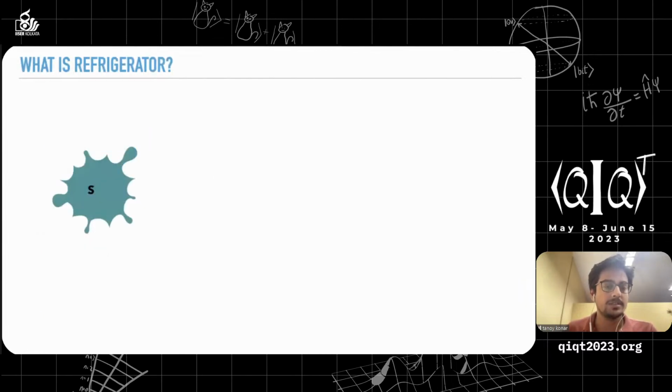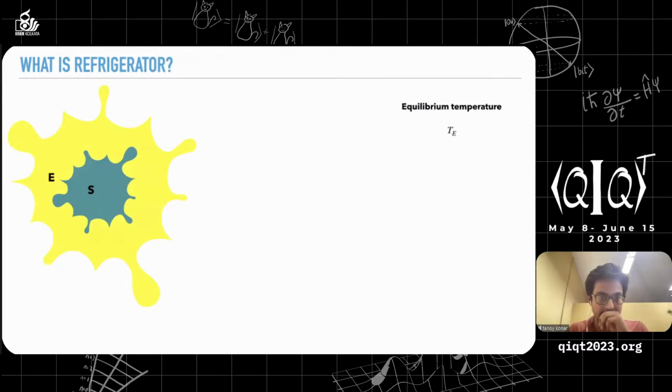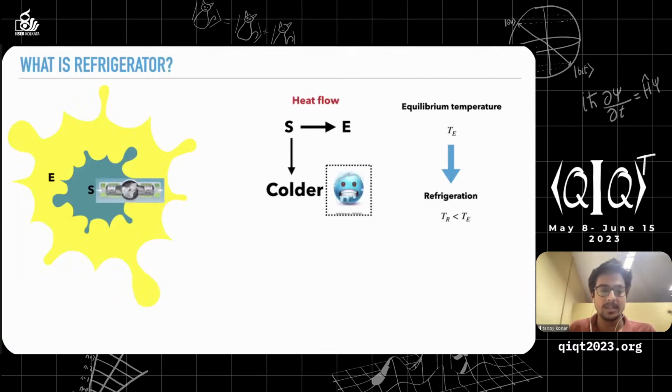So first, a refrigerator. Suppose there is a system S, which is in thermal equilibrium with the temperature TE. Now, if you want to refrigerate the system S, you have to include some machine in between the system and environment, which takes out the heat from the system and deposits it in the environment. So we say that the system is getting colder.